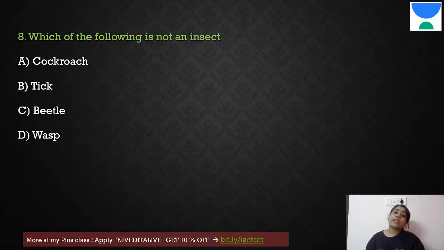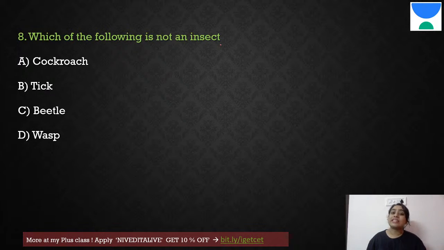Which of the following is not an insect? Cockroach, tick, beetle, wasp. Whenever I put this question, I've noticed students get very confused. Remember, do not confuse insect with arthropod. Insect is a part of arthropod. All arthropods are not insects, but all insects are arthropods.